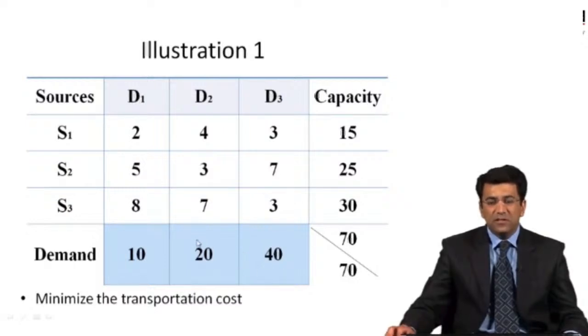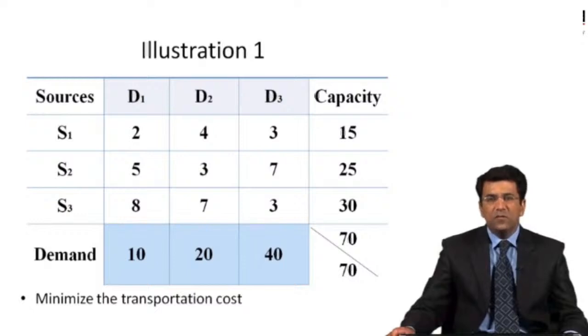Again, the supply capacity of the different sources is given in this table. That is, the total capacity of source S1 is 15, source S2 is 25, and source S3 is 30. If we sum up this capacity and demand on either side, on the row and column, we have 70 and 70, which means demand is also 70 and supply is also 70. So this is the case when demand is equal to supply.